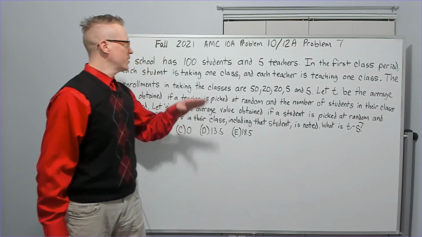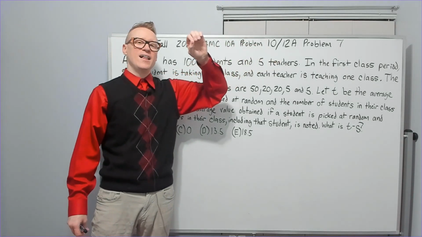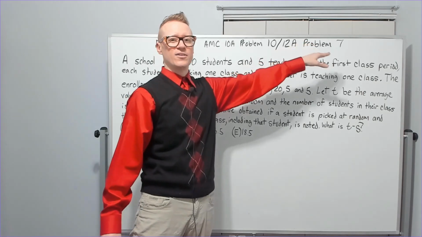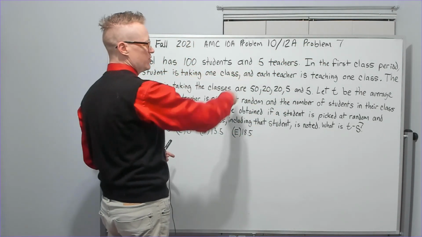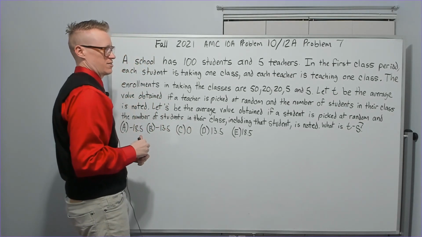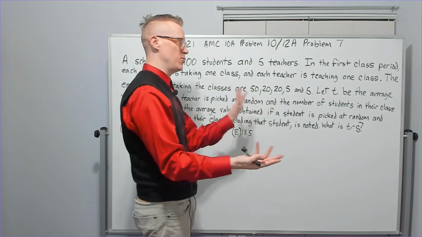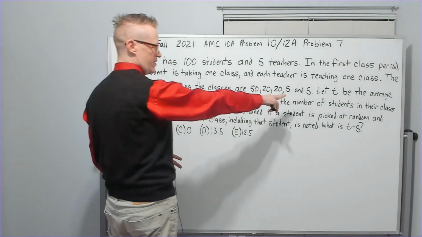And so here we are, continuing with the fall 2021 AMC 10A problem 10. The last problem of this rapid fire set. It's also the 12A problem 7. A school has 100 students and 5 teachers. In the first class period, each student takes one class, each teacher teaches one class, logically. The enrollments in the classes are this.